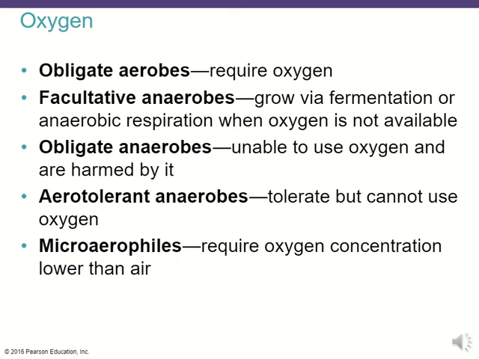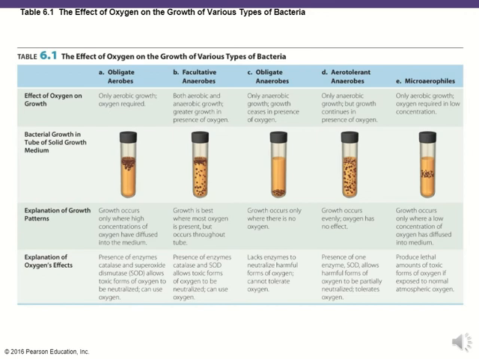There are obligate anaerobes, which are unable to use oxygen and are harmed by its presence. There are aerotolerant anaerobes that will tolerate or live in oxygen environments, but they cannot actually use oxygen itself. And then there are microaerophiles, which require oxygen, but at concentrations lower than in our present air. And this is just a chart detailing the variety of microbes that were discussed.